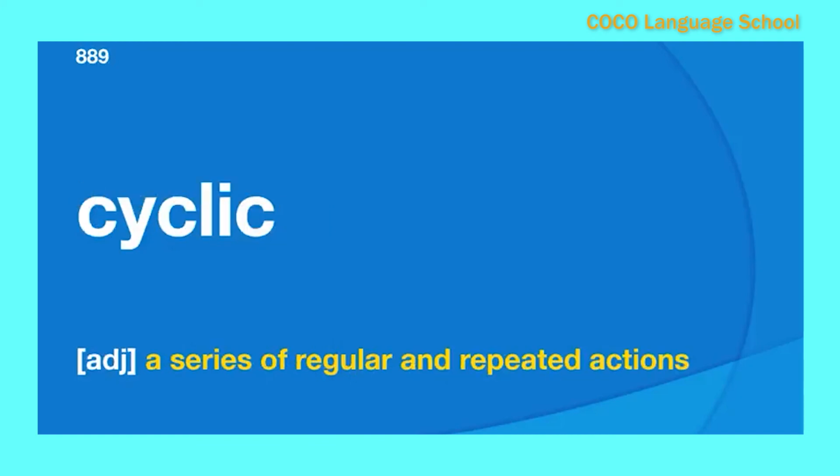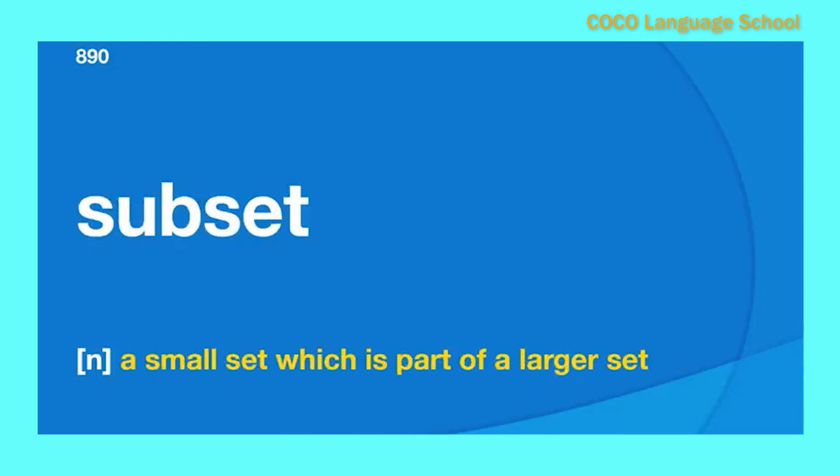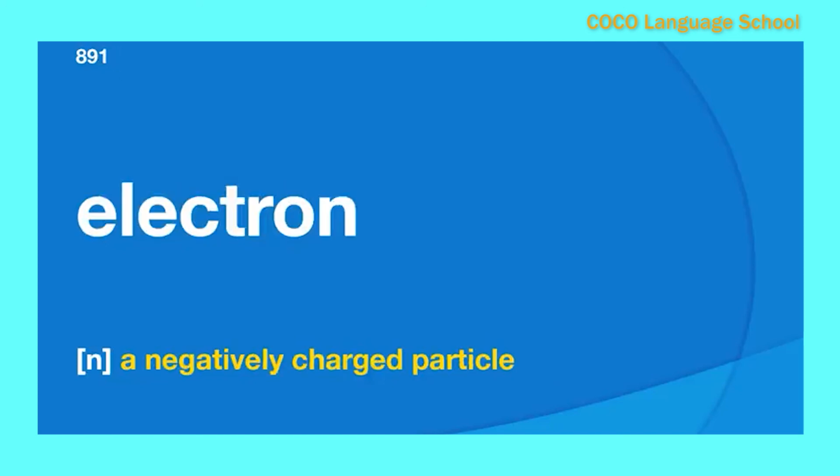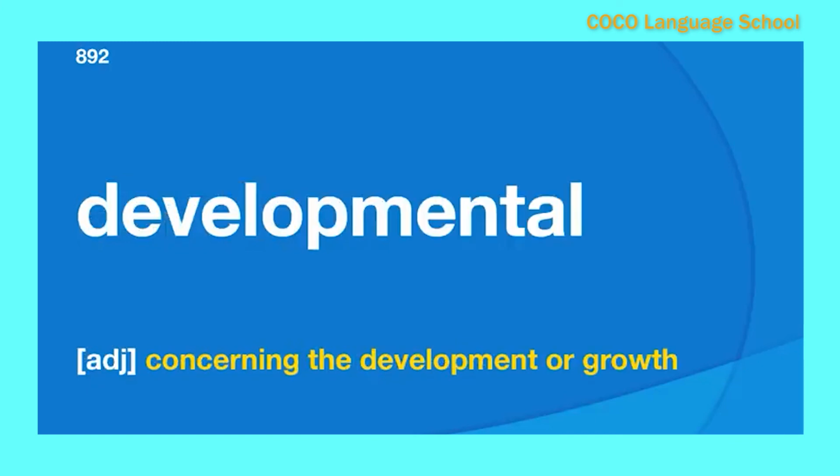A series of regular and repeated actions. Cyclic. A small set which is part of a larger set. Subset. A negatively charged particle. Electron. Concerning the development or growth. Developmental.